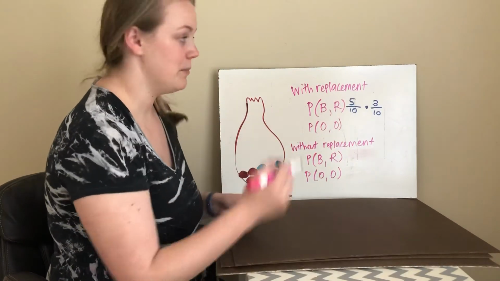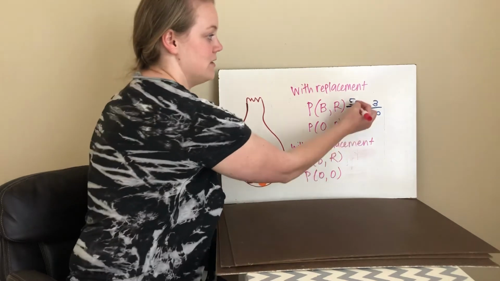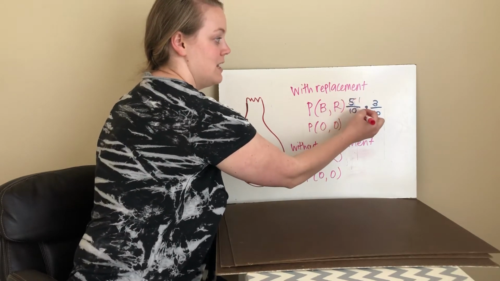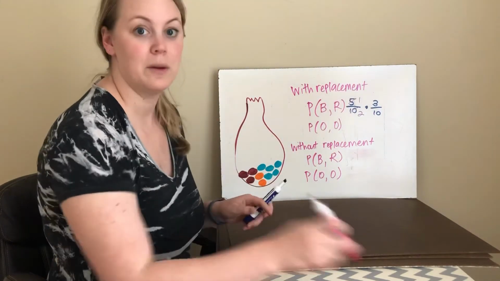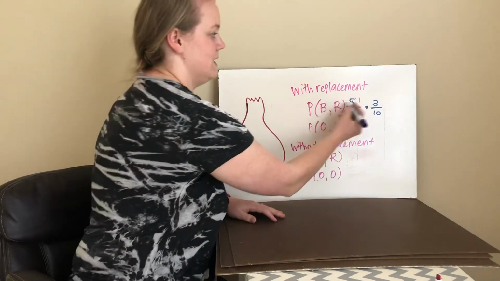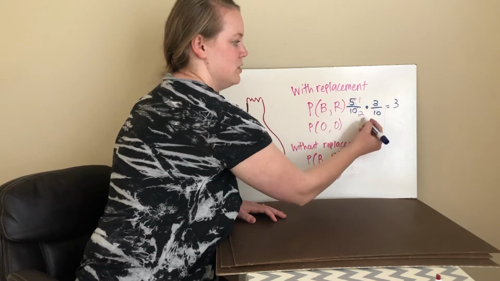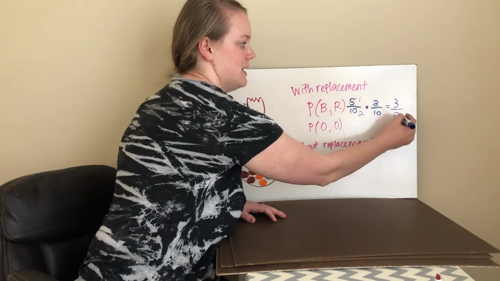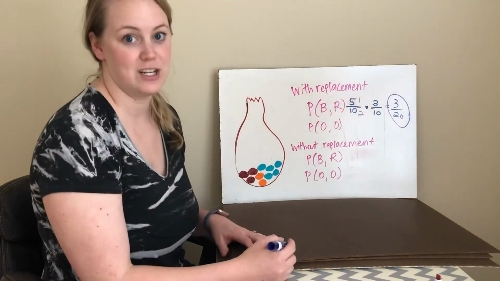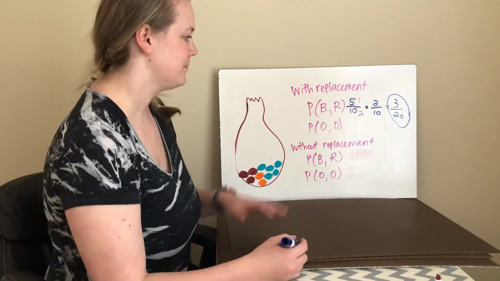We can simplify this 5 out of 10. 5 goes into 5 one time and 10 2 times. Now we're going to multiply straight across. 1 times 3 is 3. 2 times 10 is 20. So there's a 3 out of 20 chance that that might happen.